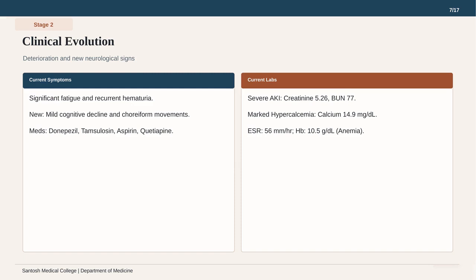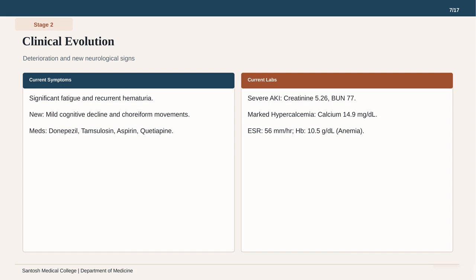The left panel lists significant fatigue and recurrent hematuria, but more alarmingly, new neurological signs have emerged, specifically mild cognitive decline and choreiform movements. His current medications include donepezil, tamsulosin, aspirin, and quetiapine. Shifting to the right panel, his labs reveal a severe acute kidney injury with a creatinine of 5.26 and a blood urea nitrogen of 77.